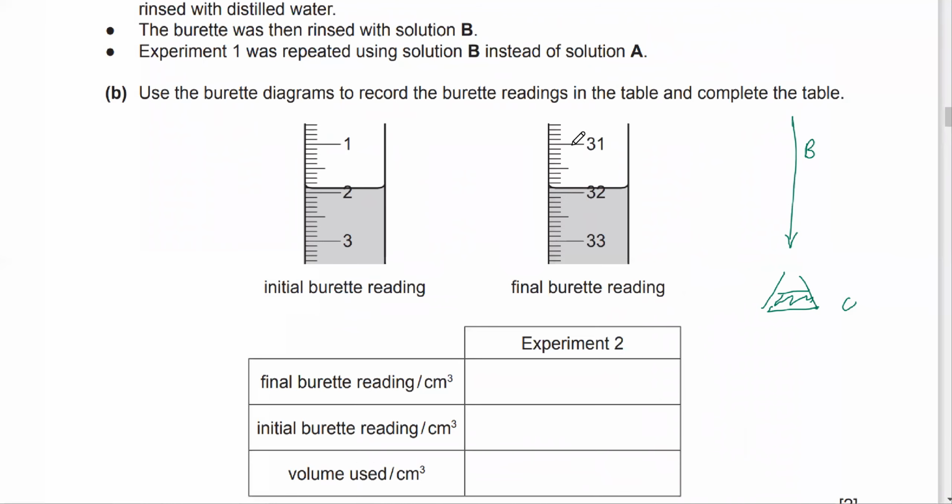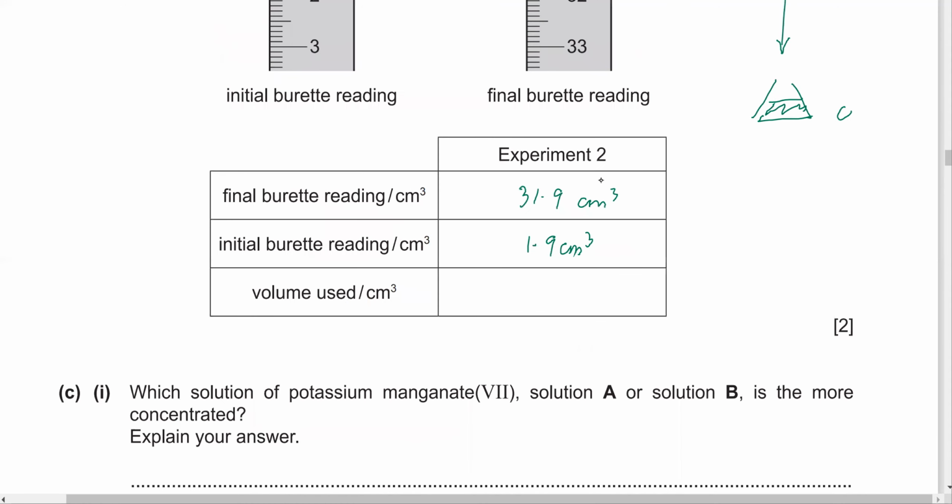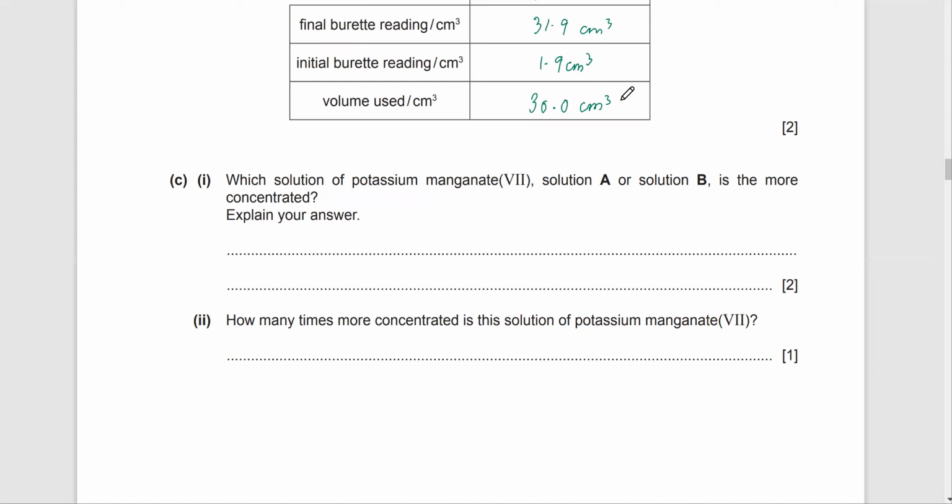What are the burette readings now? What is this reading? 31.9. That's the final burette reading, and this other one, the initial, is what? 1.9. Okay. So your difference is going to be what? So what's the answer? 30. Okay, 30, and you're going to write 30.0 cm cube. In a table you don't actually have to write the unit if the unit is already given in the heading. Then it's understood that it's cm cube.